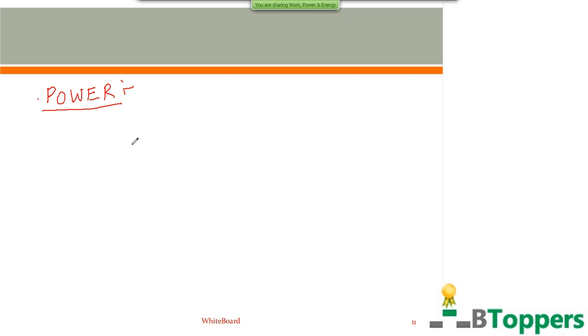So when I ask the same question in the class, of course, most of the students will say power is the rate of doing work or work done per second. When I ask them what is the formula for power, they say P equal to W by T. Then I ask the students, what do you mean by W? Most of the students say work done.